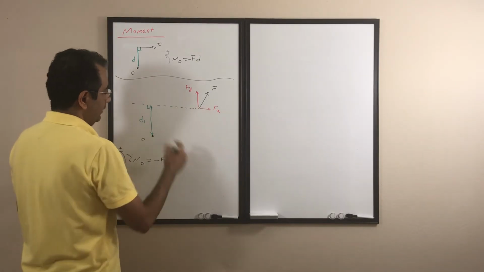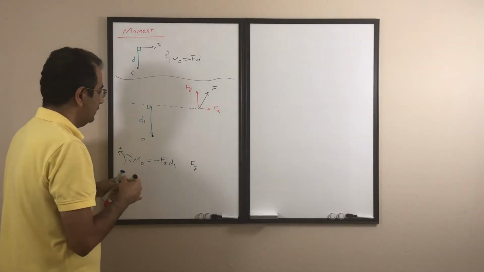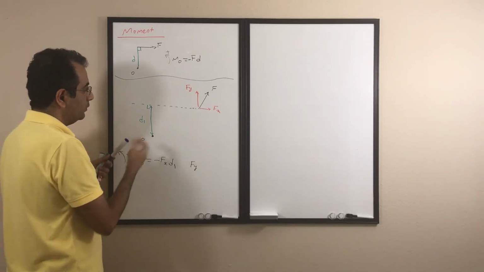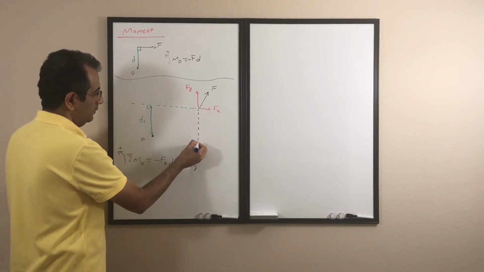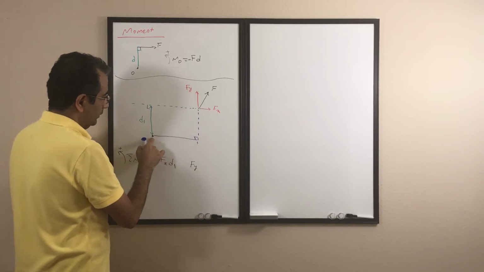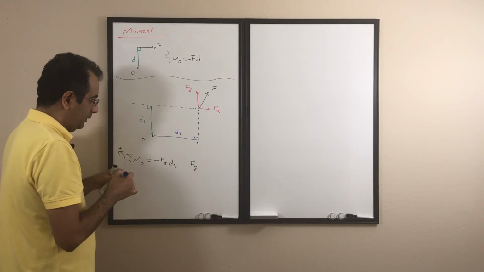Then I will go to the Fy, so I know the Fy. Then I need to find the normal distance between the Fy and the point O. So extend the line of action, then draw the normal line from the point to the line of action. I will call it D2 here.